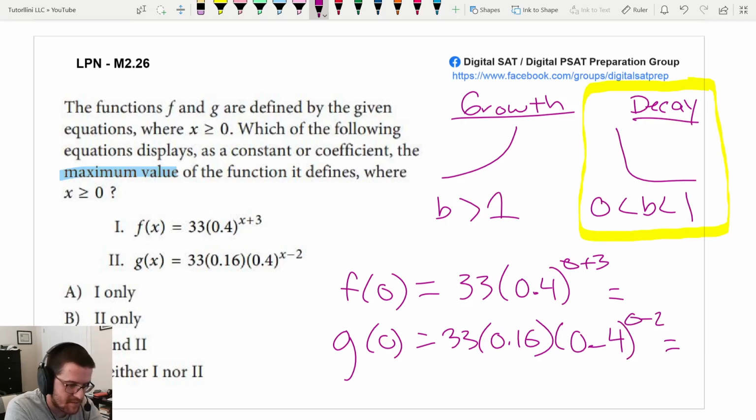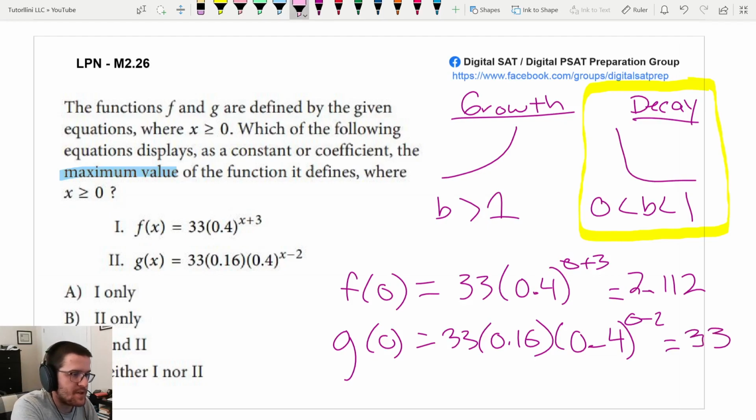Now that's a lot of math. I'm just going to type that in my calculator. Let's see what I get. Lots of decimal math. Okay, so I'm getting 2.112. So that's the maximum of f. And then for the other one, let's see. For the other one, I'm getting 33.